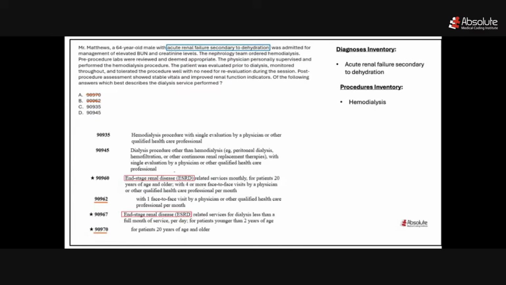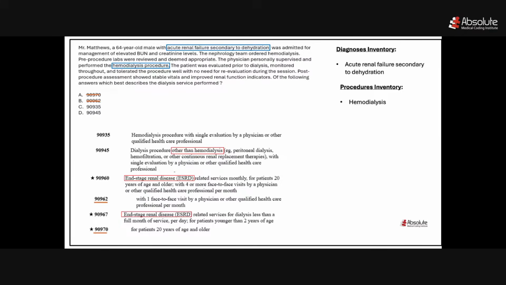Now we are left with option C and option D. You all are going with option C. I see that in the chat. So what is option D coding for? Option D is coding for 90945. That is for a dialysis procedure other than hemodialysis. As I said in the beginning, we have two codes, one for hemodialysis and the other for any dialysis procedures other than hemodialysis. So we are specifically here coding for a dialysis service, and 90945 is for any procedure or a dialysis service other than hemodialysis. So that is incorrect.